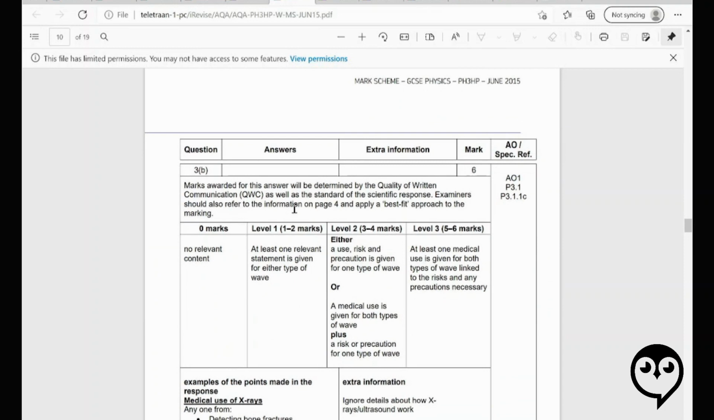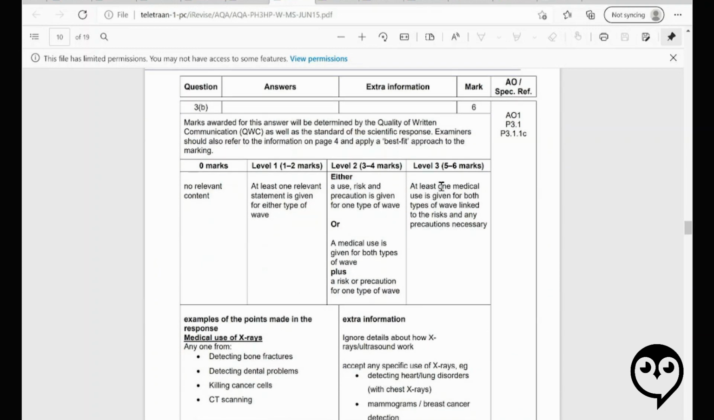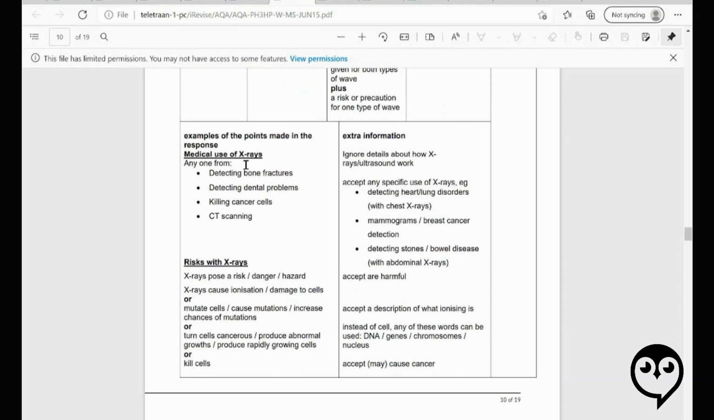Go into more detail. We'll look at the mark scheme here. At least one medical use is given for both and linked to the risks and any precautions. That's what they want for 5 to 6. So for X-rays, bone and dental stuff. Oh, yeah, killing cancer cells, right? We can use it for radiotherapy. The irony here is that the danger of too much exposure is the ionization, damage to cells, causes mutations, increases the chance for cancer, abnormal growth, that kind of thing. Now, of course, we want it to kill the cells. That's the whole idea of killing the cancer cells with X-rays.